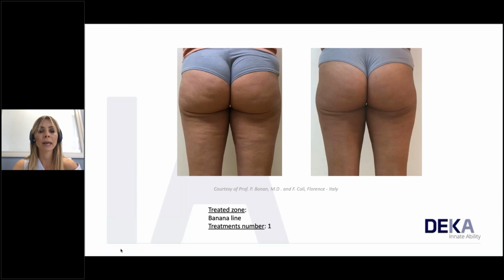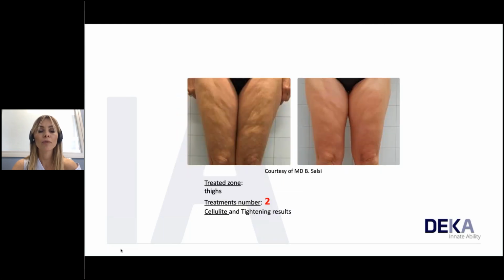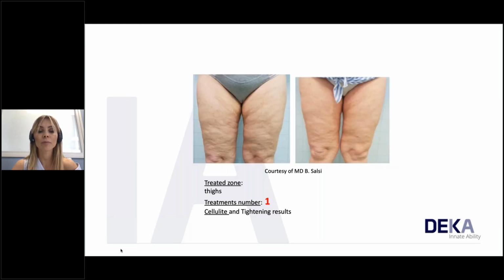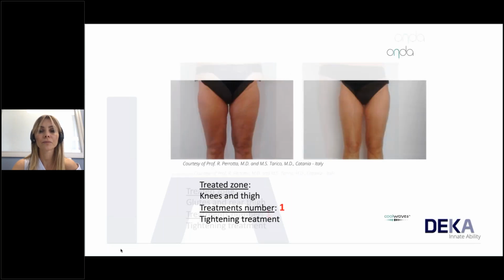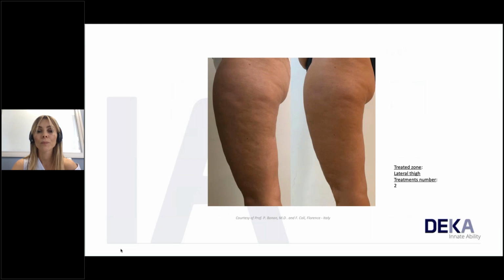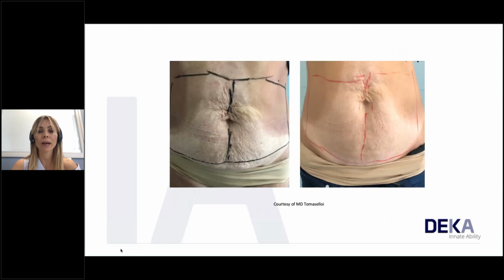The treatment of the banana line after 1 treatment session and the improvement in skin quality. Improvement in cellulite and tightening after 2 treatment sessions. Again, the improvement in cellulite and tightening result after 1 treatment session. Improvement in tightening. Improvement in tightening and even loss of circumference. And the improvement in cellulite.